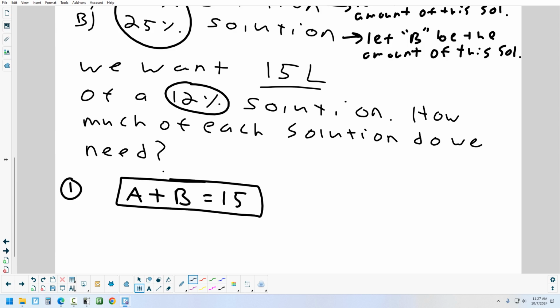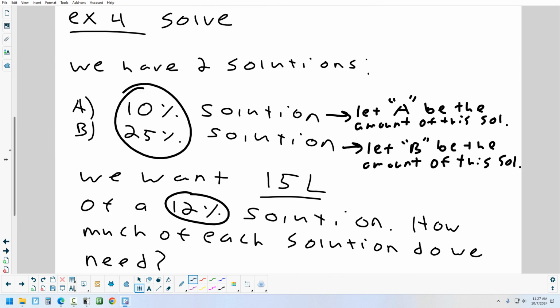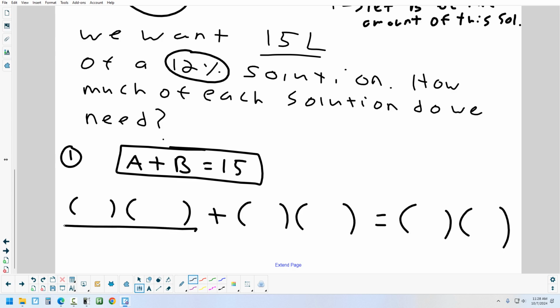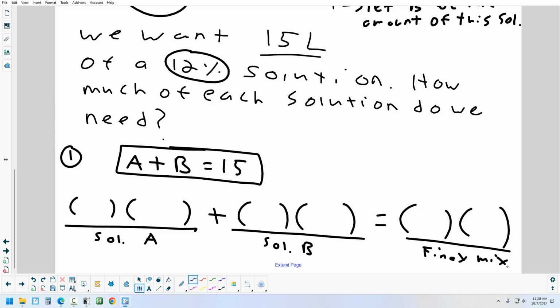That's not enough to solve it, because there's a lot of answers. I could let A be 1 and let B be 14. A could be 5, B could be 10. But that wouldn't give me the right concentration, right percentage. That's going to be my second one. So we need concentration times amount, concentration times amount, concentration times amount. This is for solution A. That one is for solution B. And this is the final mixture.